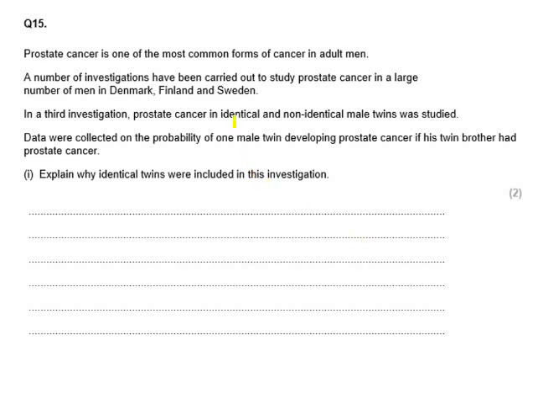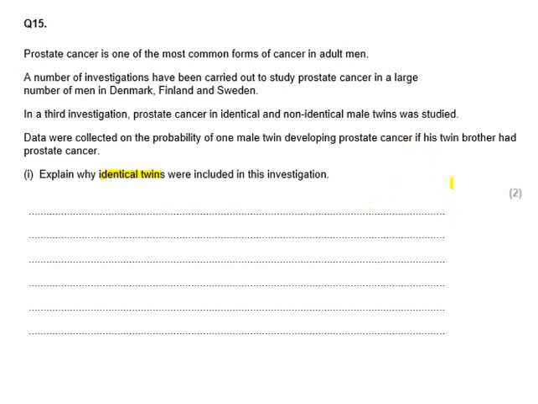For question 15, this is the last question now. Prostate cancer is one of the most common forms of cancer in adult men. A number of investigations have been carried out to study prostate cancer in a large number of men in Denmark, Finland, and Sweden. In a third investigation, prostate cancer in identical and non-identical male twins was studied. Data were collected on the probability of one male twin developing prostate cancer if his twin brother had prostate cancer as well. Explain why identical twins were used in this investigation.